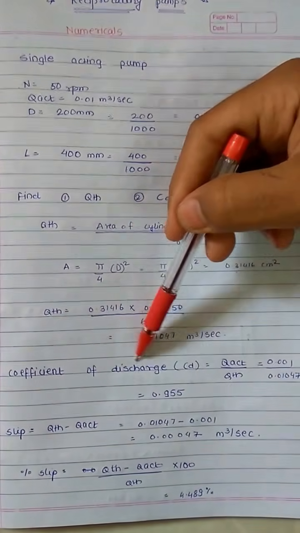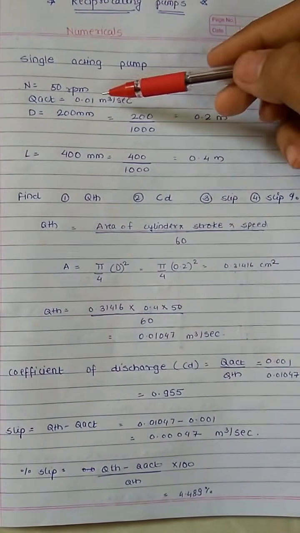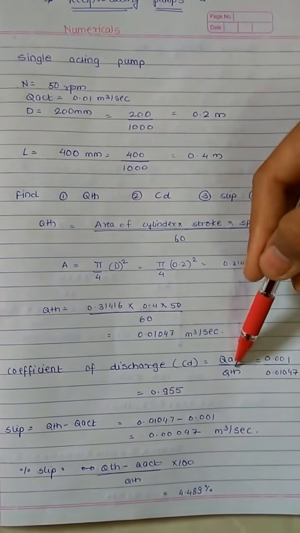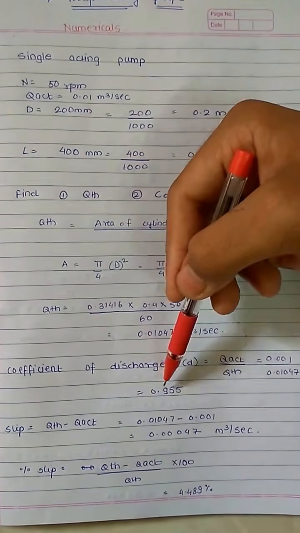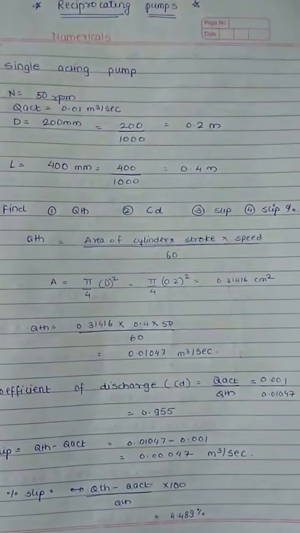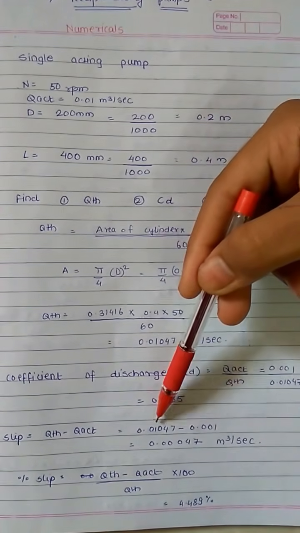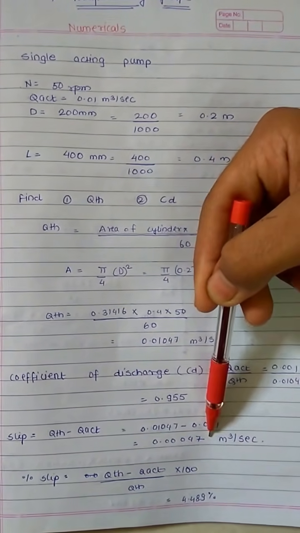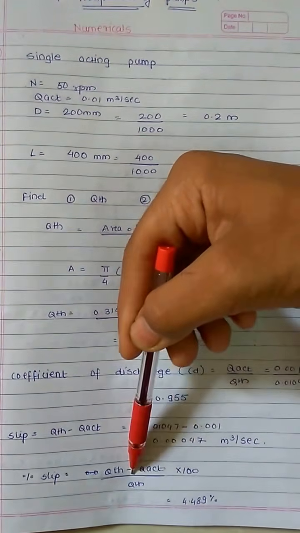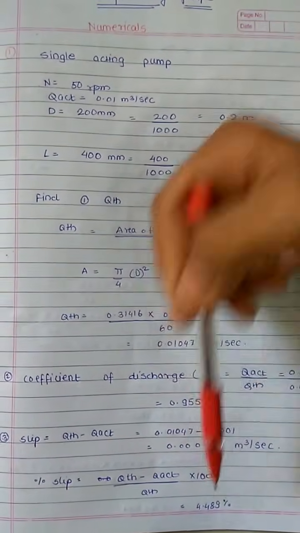So second is coefficient of discharge, which is Q actual upon Q theoretical. Q actual will be always given 0.001 meter cube per second, and we are given Q theoretical, so we can calculate coefficient of discharge. Slip is Q theoretical minus Q actual, that is the losses that occurred in the pump are known as slip. So we get the slip. And percentage slip is Q theoretical minus Q actual divided by Q theoretical into 100, which will account to 4.489%.